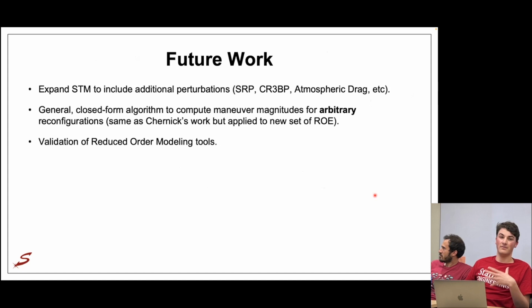In order to solve the second part of this reduced order model, I need to go through the reachable set theory analysis and generate a nice closed form algorithm to compute maneuver magnitudes for arbitrary reconfigurations. I don't think we'll arrive at a simple expression like we have for circular orbits, but as long as we can get something that's algorithmic and pretty fast to run, that'll be good for reduced order modeling purposes.